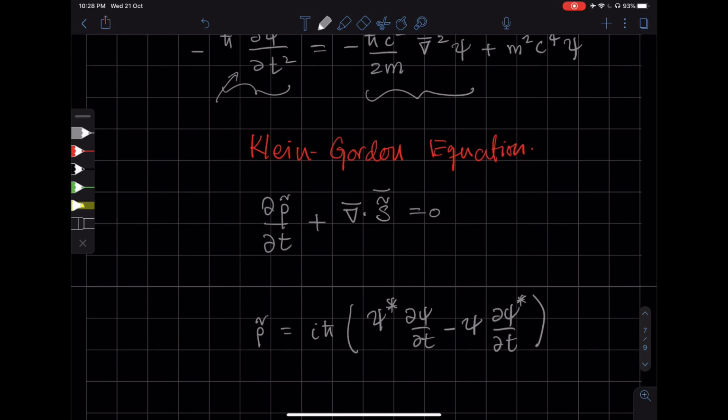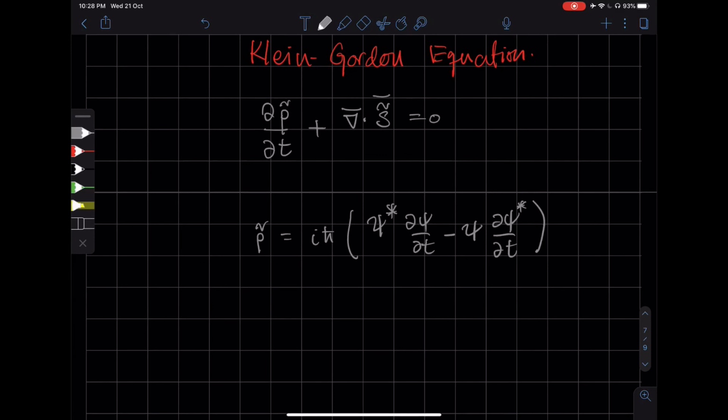So of course, rho tilde has to be real, and it is real. But because there's a derivative here, and there's a derivative here, and there's a minus sign, rho tilde is not necessarily positive definite. Because it's not positive definite, you cannot have a probabilistic interpretation of the Klein-Gordon equation.